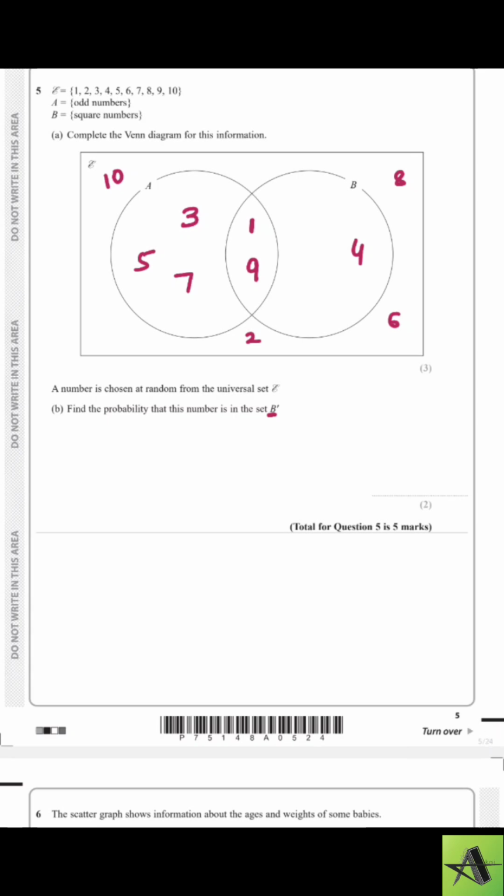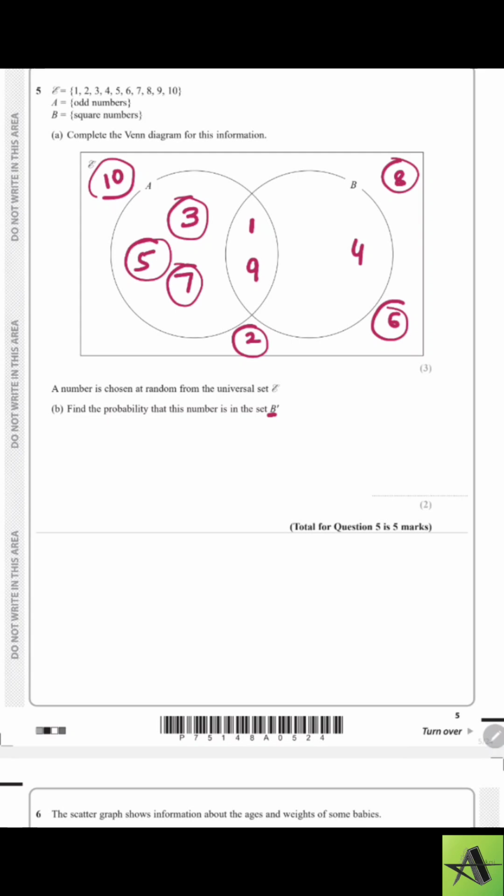If I'm saying the set B, that means I have to find all the numbers that are in set B, which are 1, 9, 4. But they are talking about all the numbers that are not B. Complement of B, that means not inside the B. So these remaining numbers 6, 8, 2, 7, 3, 5, 10 are those numbers that are not inside B.